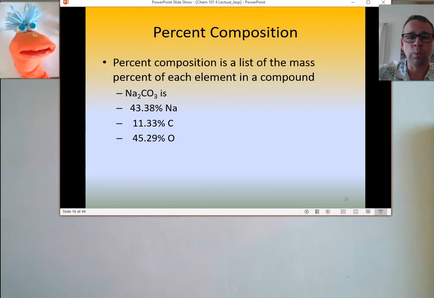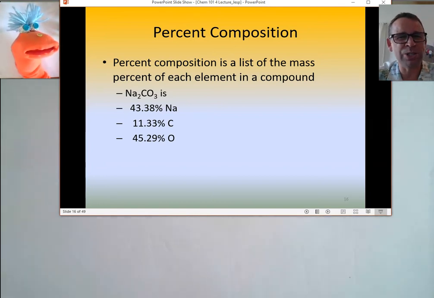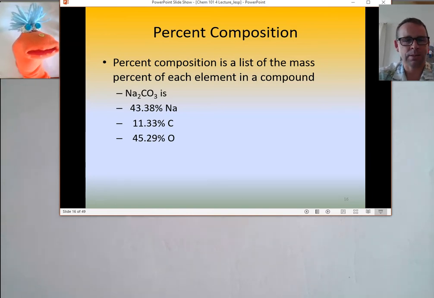Well, what we don't do is say there's 2 atoms of sodium, 1 atom of carbon, 3 atoms of oxygen. That's a total of 6 atoms. So 2 of sodium, that's 2/6. We don't do it like that. We do it by mass. We determine percent composition always by mass, okay?